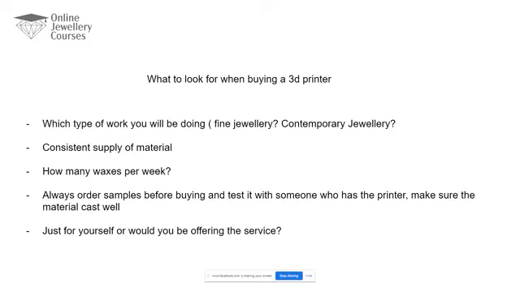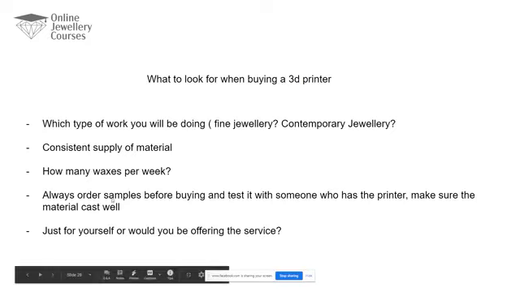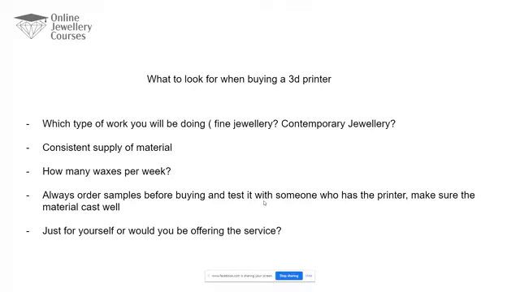What I would always suggest is what I'm saying here. Always order samples before you buy them and test with someone who has the printer. So order a sample from whoever wants to sell you the printer, but then find someone else who's using the printer and ask for another sample, and then make sure you can cast it properly. I would even give that sample to a few casting companies to see if they can cast it properly. Some resins that you can cast properly in 18 white, you cannot cast so well in platinum, for example.